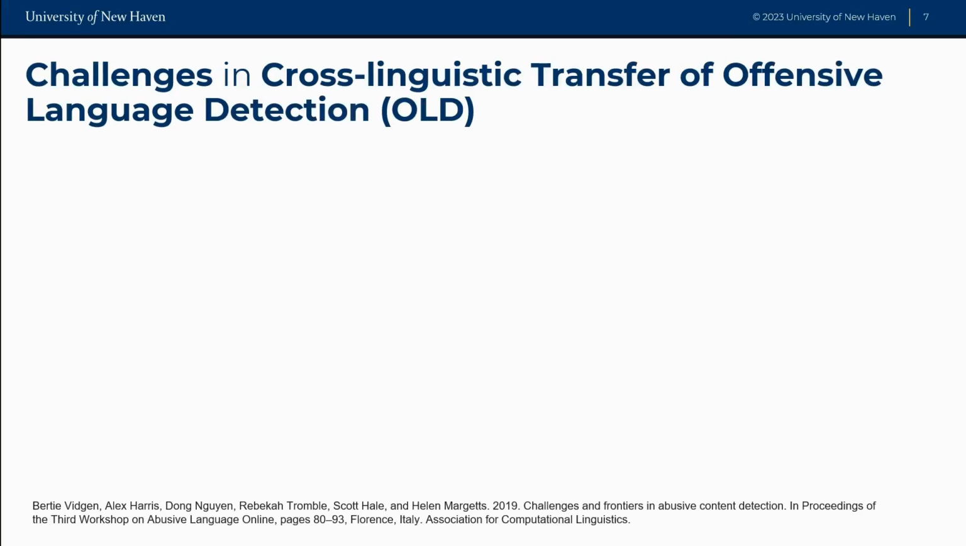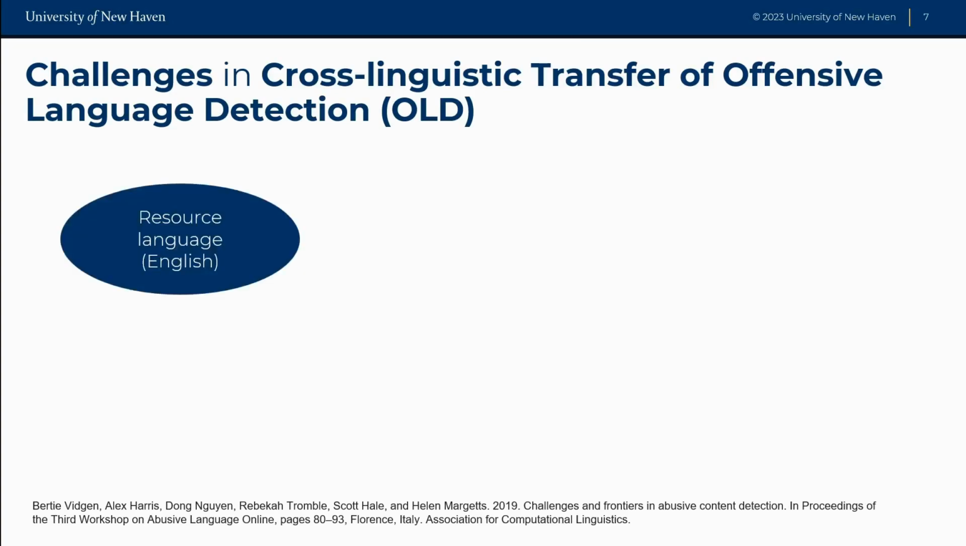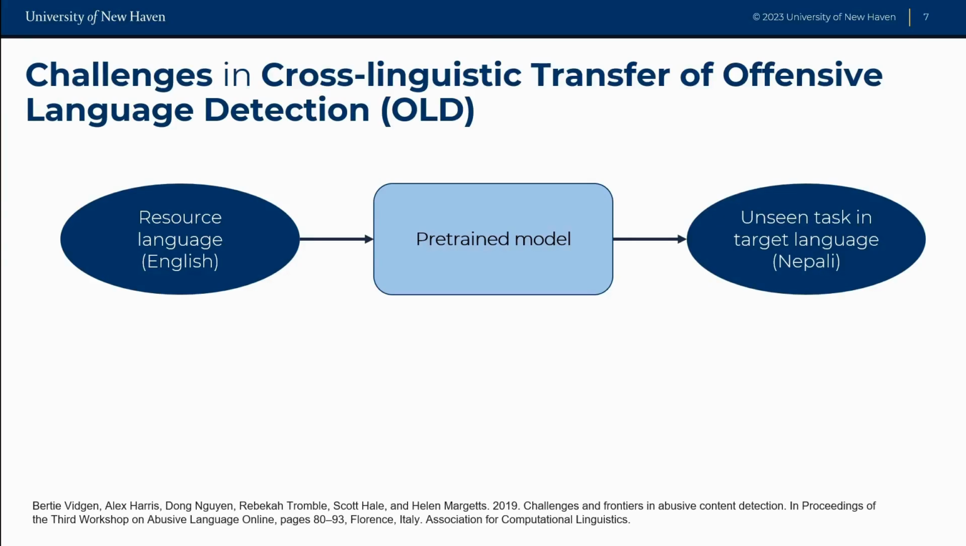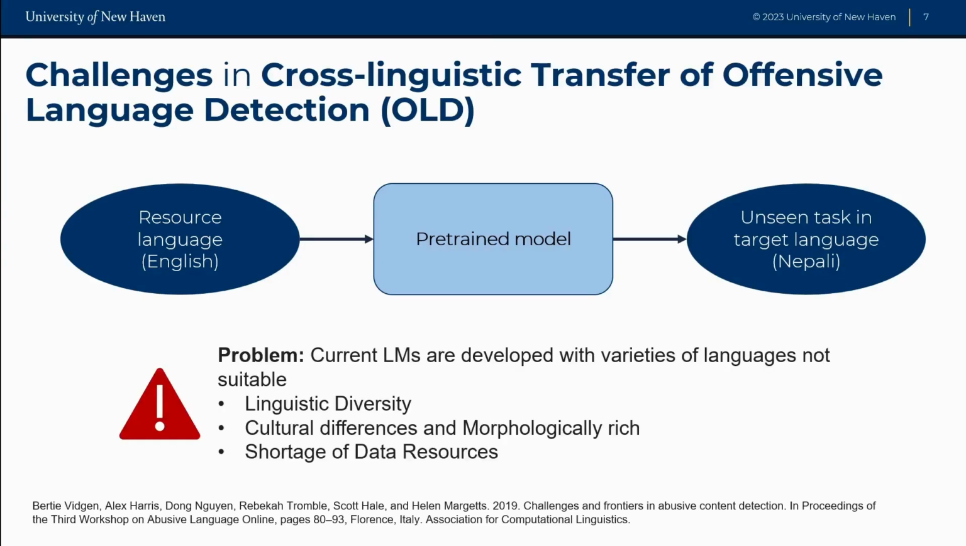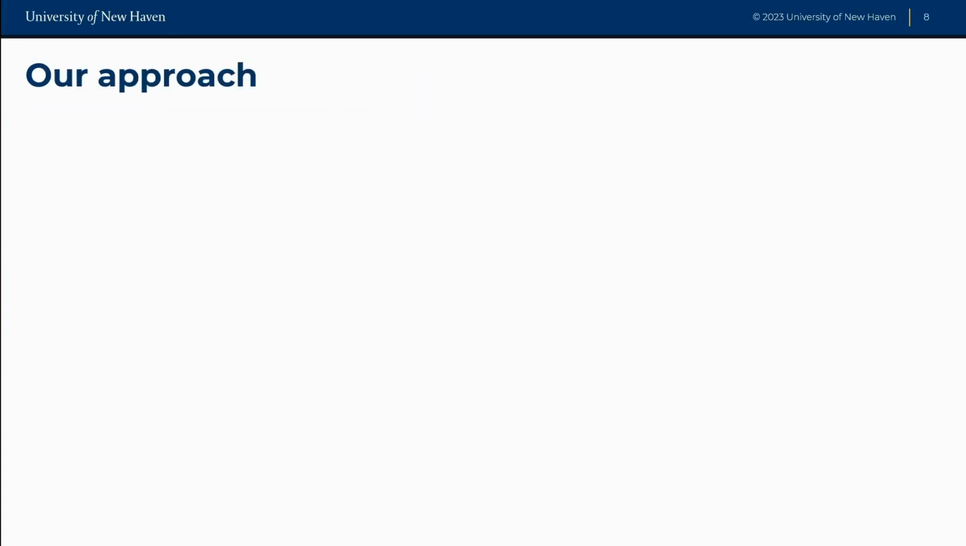When we look at the challenges in cross-linguistic transfer of offensive language detection, we can see that many models which are trained in the resource-rich language of English do not perform well in unseen tasks in the target language, which is Nepali. The problem is that they are not suitable because of the linguistic diversity, cultural differences, and morphological differences, as well as shortage of data resources.